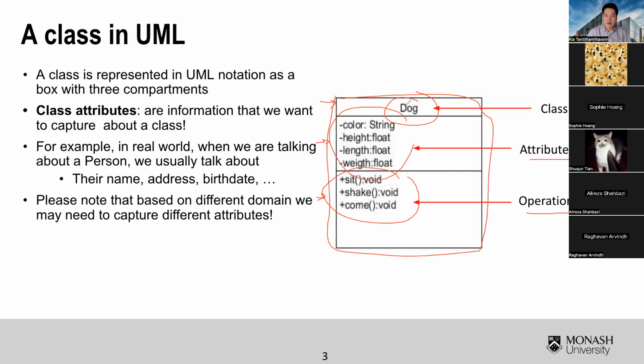If we talk about the dog here, it has a color attribute in a string data type. It has height in a float data type. It has length, the length of the dog, in the float data type. It has a weight in the float data type as well. And what it can do is that it can sit, it can shake, it can come, that kind of thing. All right, that's a class diagram. Easy peasy.